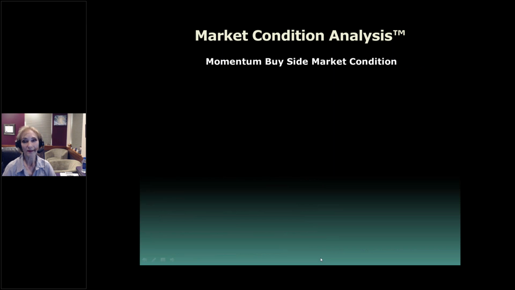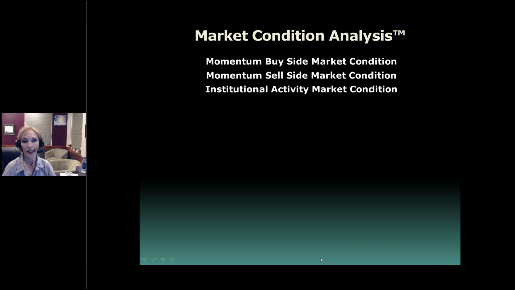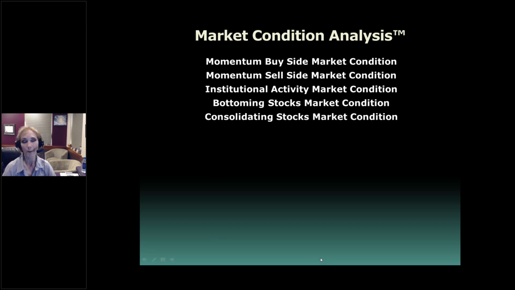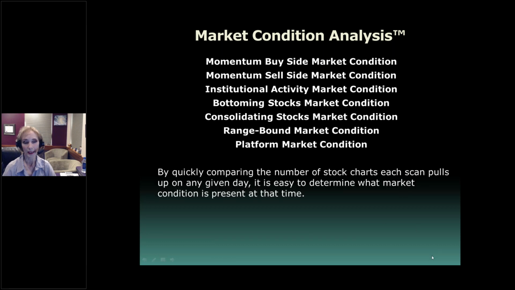So we have the market conditions. A momentum buy-side market condition. We have a momentum sell-side market condition. Institutional activity market condition, bottoming stock market condition, consolidating stocks market condition, range bound market condition, and platform market condition. Each of these conditions are very different and unique, and when you learn them, you'll be able to make more money. By quickly comparing the number of stock charts in each of these above scans, I can quickly know what's going on and plan and prepare for the next trading day.